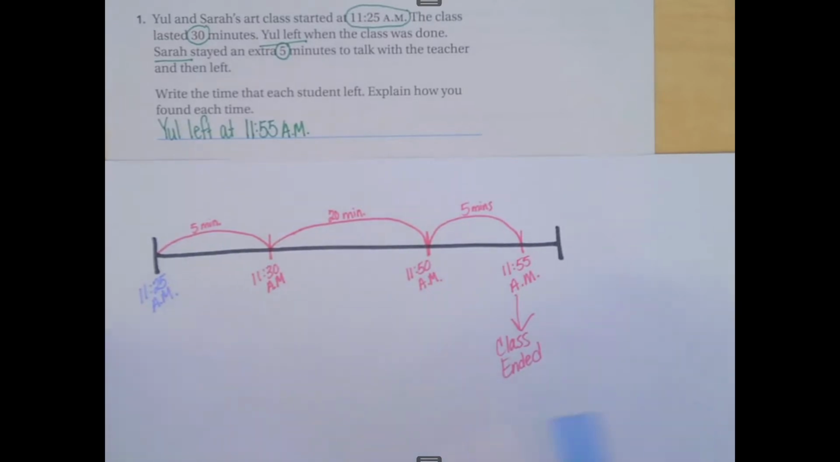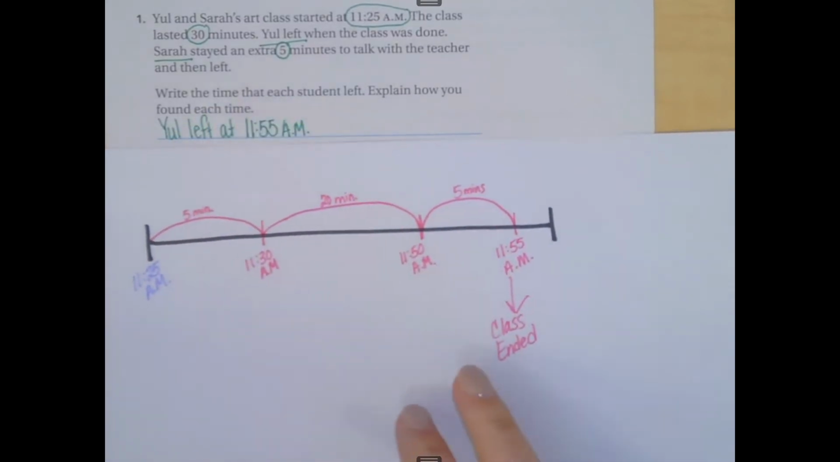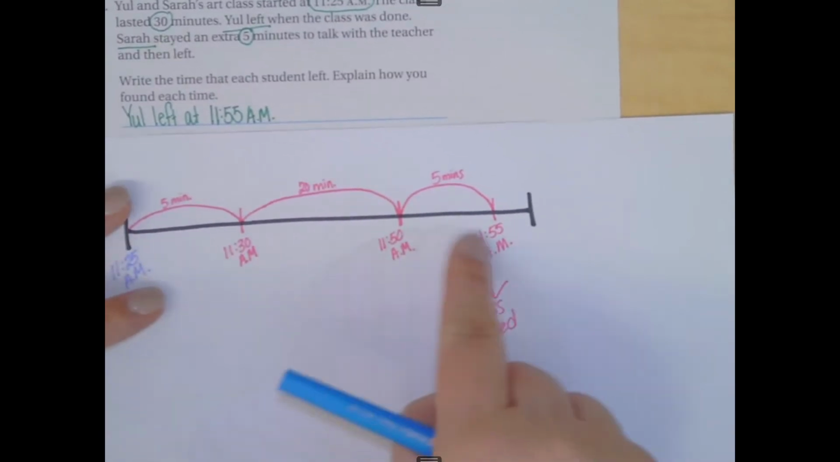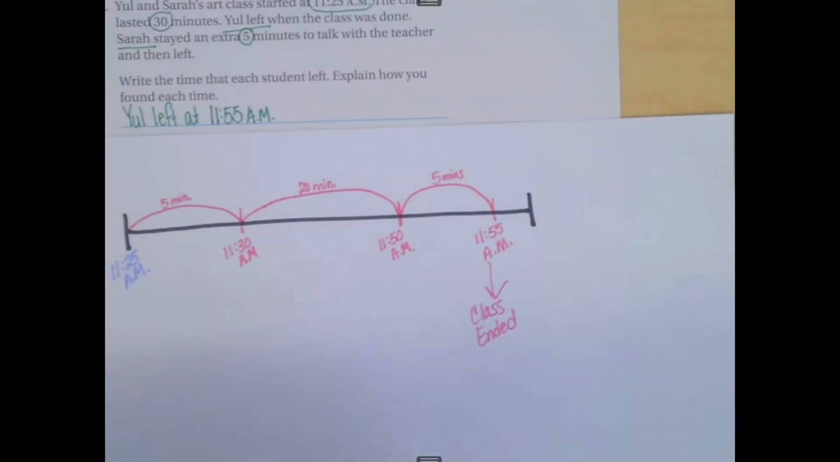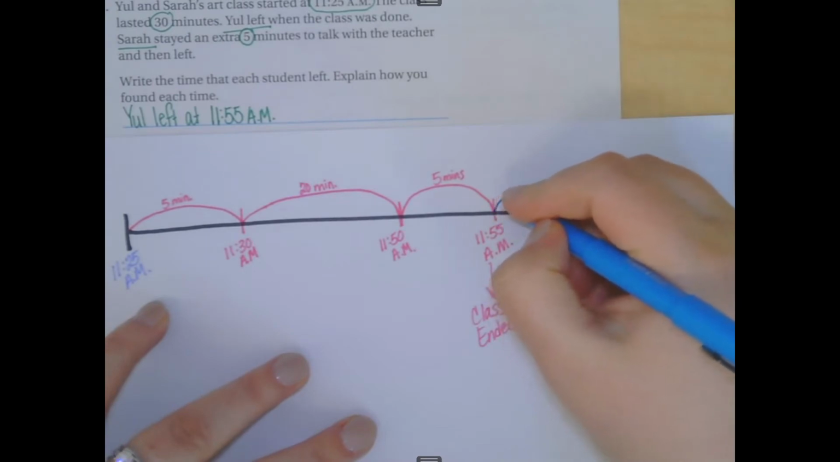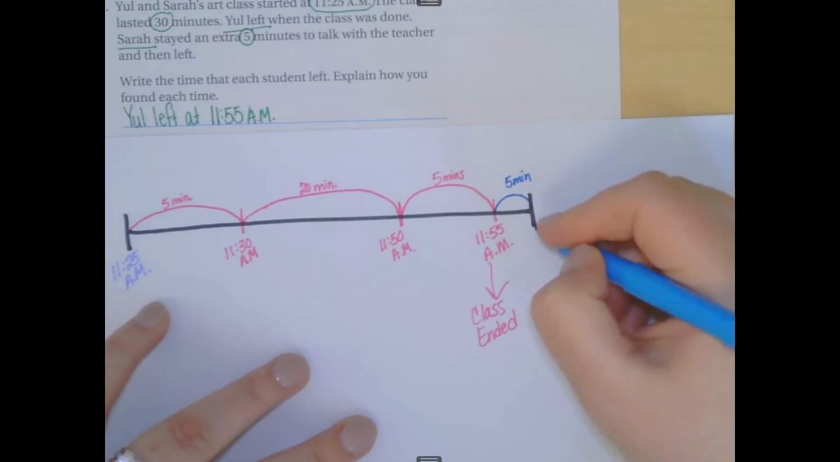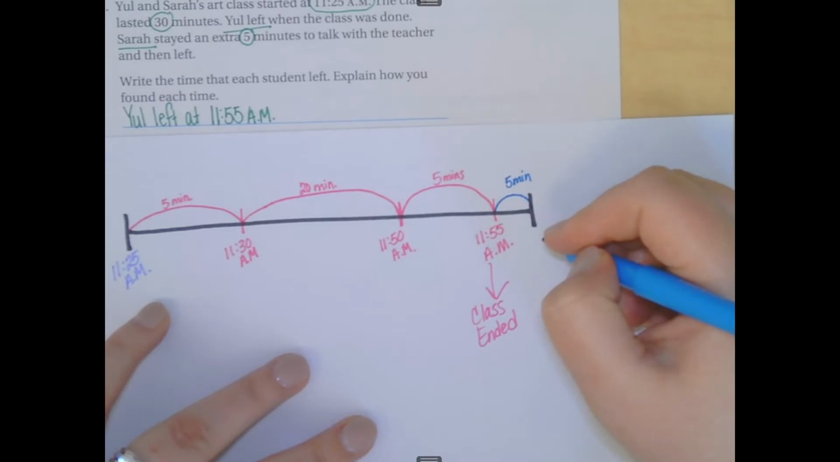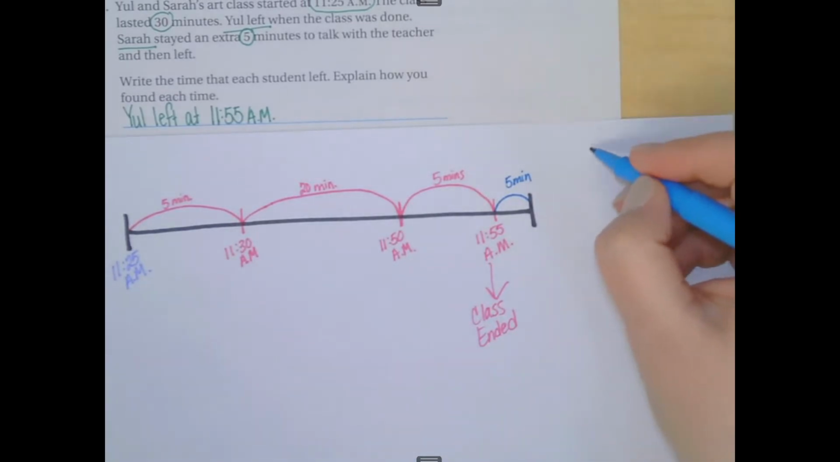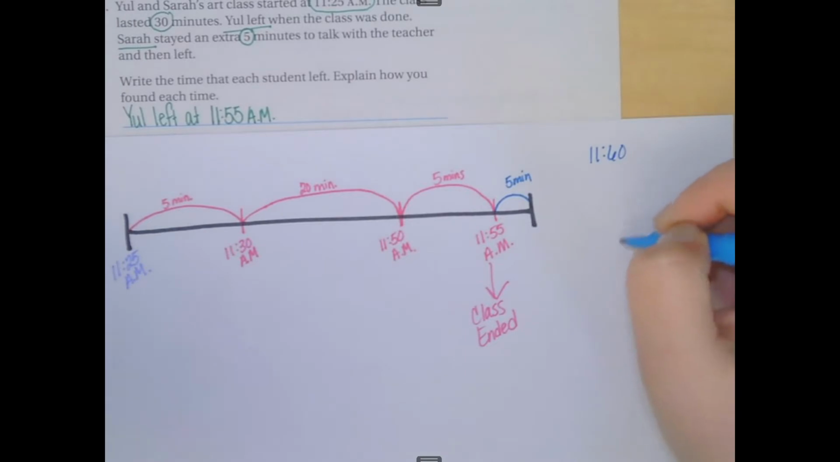Now, we're not done. Sarah stayed an extra 5 minutes and then left. So we need to add on an extra 5 minutes for Sarah. So let's add on 5 more minutes. So this is 5 more minutes. And this is when Sarah left. 55 plus 5 would be 60. But we don't write 11:60. Every time you get to 60, because there's 60 minutes in an hour, you go to the next hour. So it's not 11:60, okay?